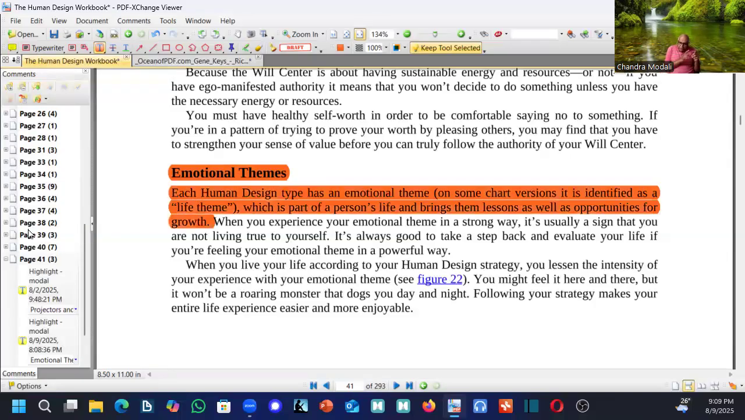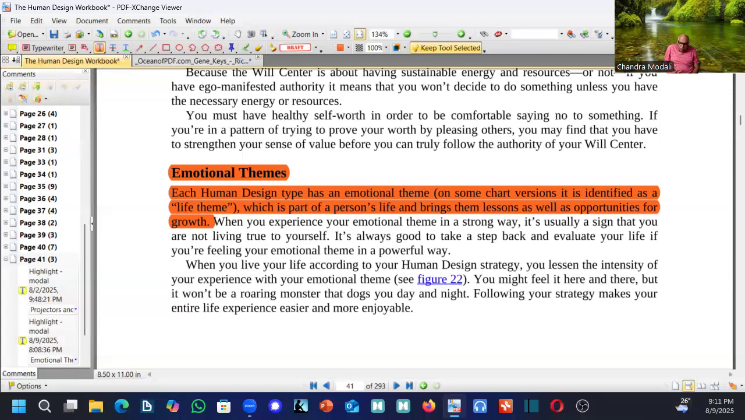Now, here, if we take what we read in soul contract decoding, right? There are 2 triangles that define us. One is a spiritual triangle, one is a physical triangle, or based on materialism. All of them have got lessons, talents, and goals, right? Now, those you can read to define your emotional themes, right? When you experience your emotional theme in a strong way, it's usually a sign that you are not living true to yourself.